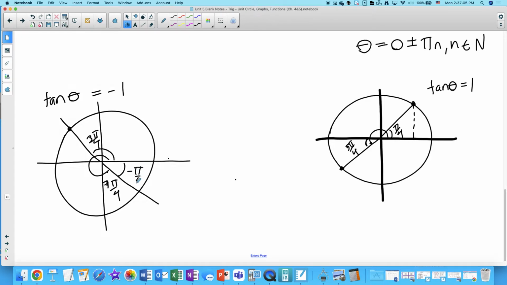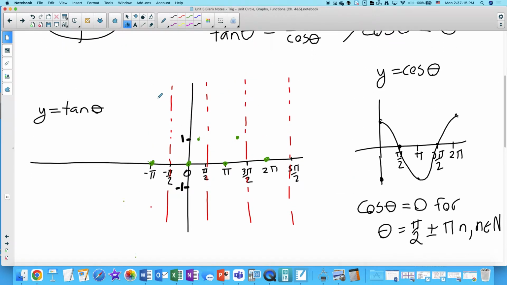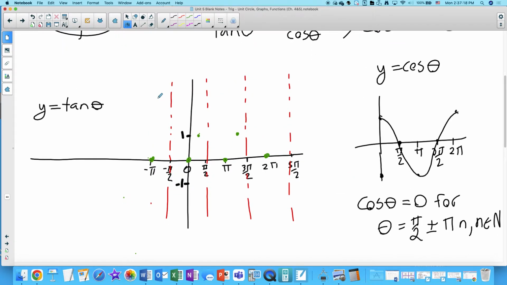Okay, so let's stick in those points. So at 3 pi by 4, tan theta is equal to -1. Okay, well that's going to happen between a half and a whole. It's going to equal -1 over here. Okay, it also happens at 7 pi by 4. That happens right here. Negative pi by 4 happens here. Okay, so what we're seeing in terms of a few of these points is these 3 points seem to repeat themselves.